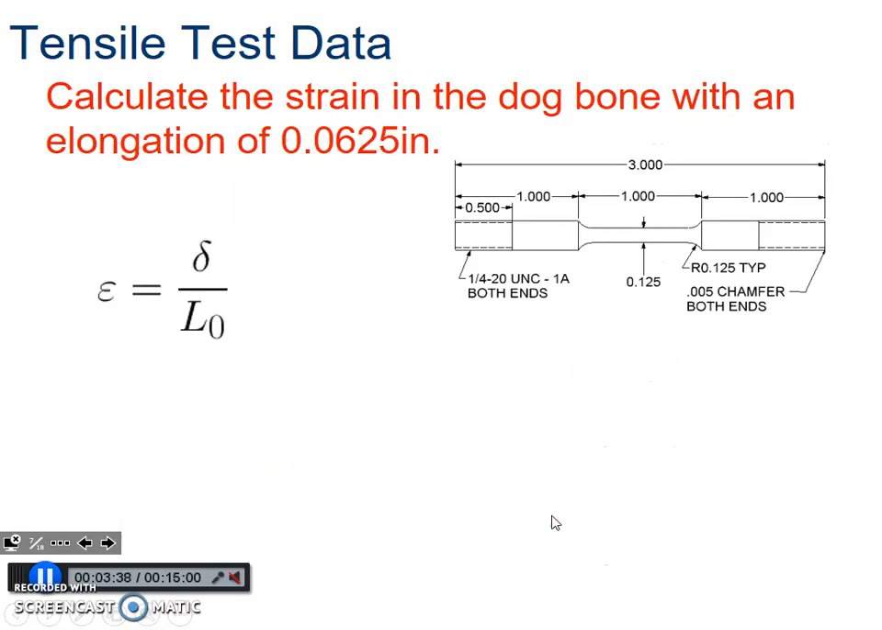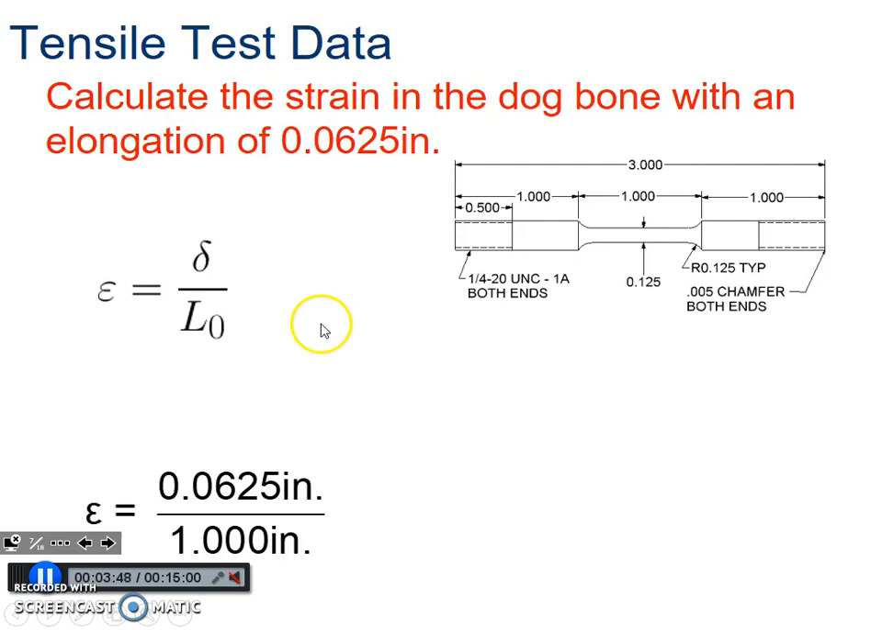Then strain. This is your change in length over the total length. I want you guys to calculate that. So you put in the amount that elongated, 0.0625 inches, over the full length. Now, this is the important part: over this length, not the 3 inches. You want the length that it's actually stretching, because these end parts aren't actually stretching.